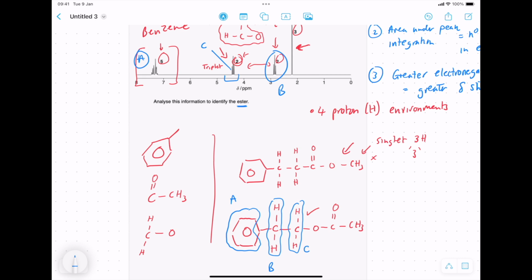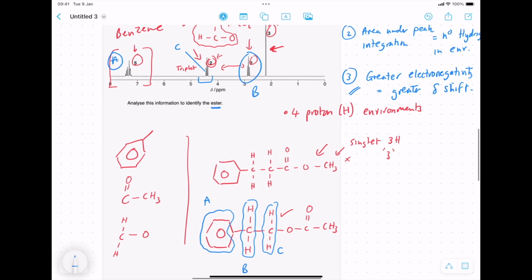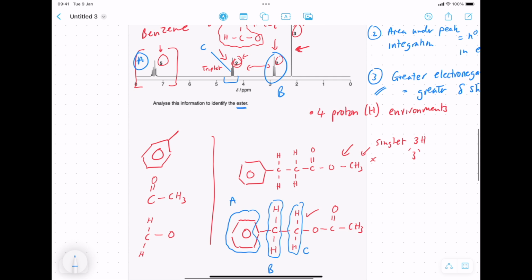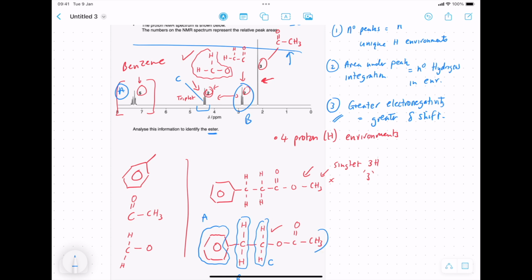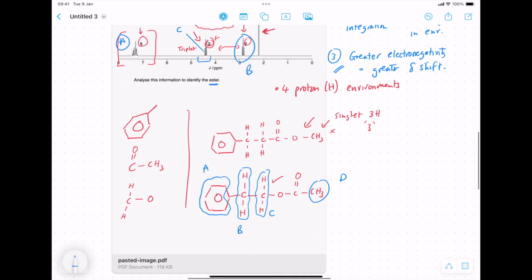So remember what rule 3 says. The greater the electronegativity, the greater the chemical shift. So that's C, which means the CH3 attached to the C double bond O, this one, it's got to be that one. So that's D. So that is a molecule, but we need to do one final check.